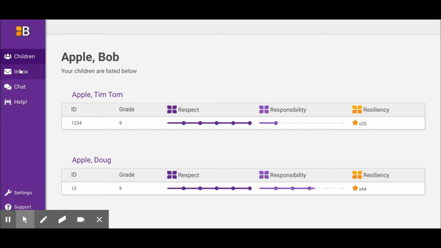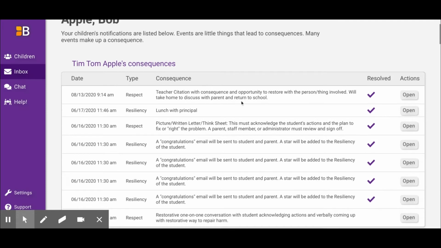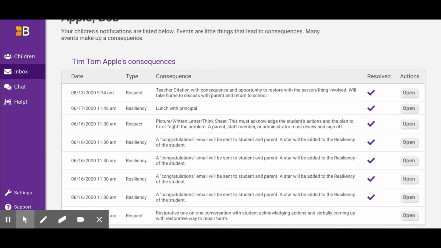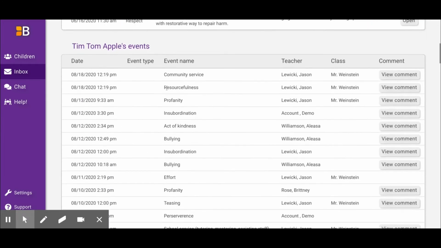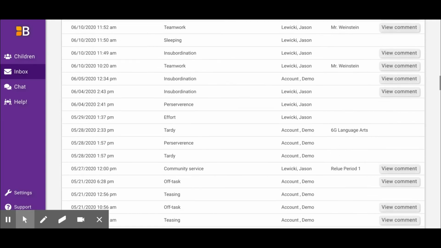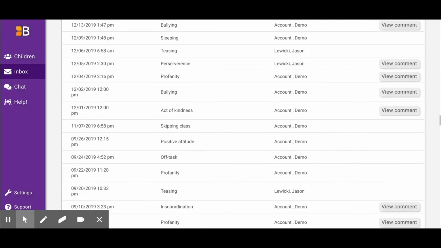So when I click on my inbox right here, when I talked before about those bubbles filling in, those bubbles filling in were indicators that your child needed an intervention in some way because of some sort of behavior issue. And I'm going to show you what that looks like and what you can see as the parent. What I can see right here, and this is for Tim, and I can scroll down here and I can see my other child, which is listed down below.